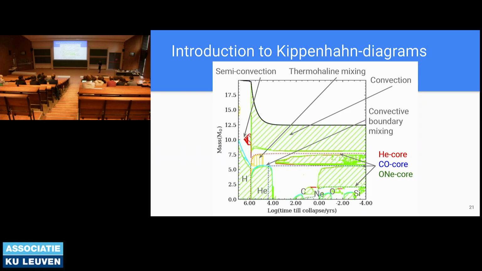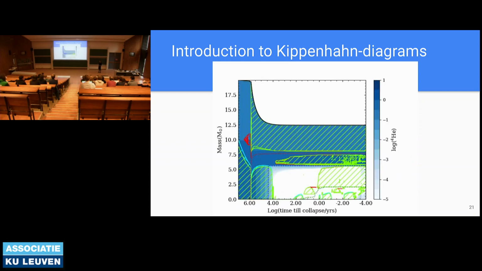And to give a little bit of an idea of where my stuff is, there's the helium core. So the area above the helium core still has hydrogen, below doesn't have hydrogen. Same for the CO core: here there's helium, here there is no helium. The oxygen-neon core: here is carbon, below here there is no carbon, roughly speaking. And then we plot something on the color scale.